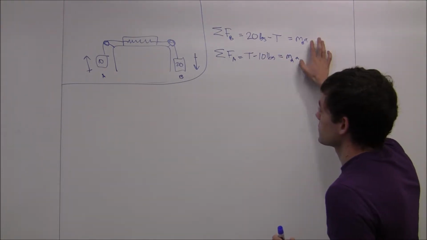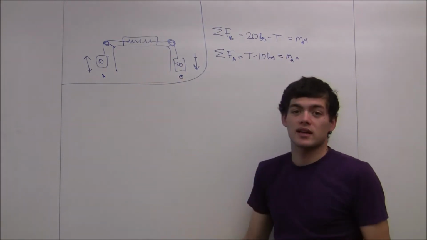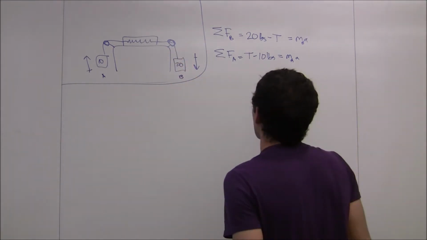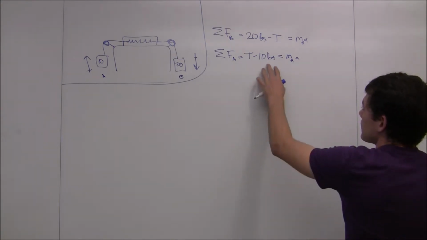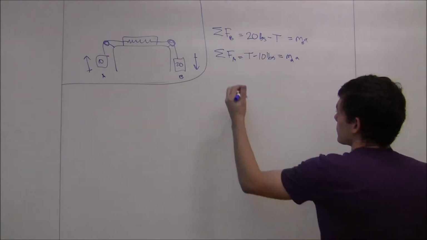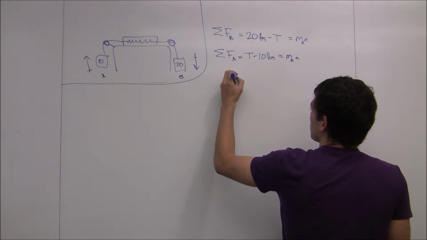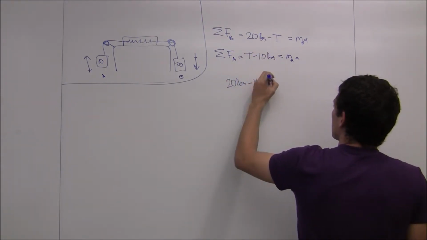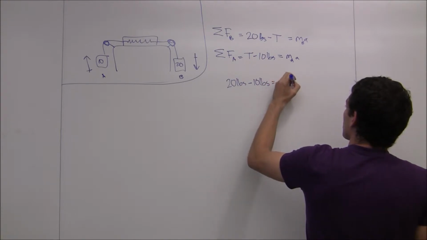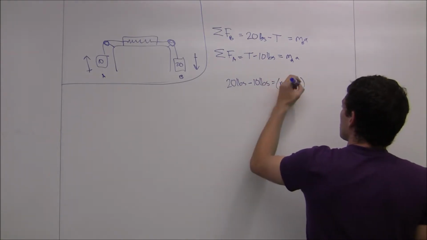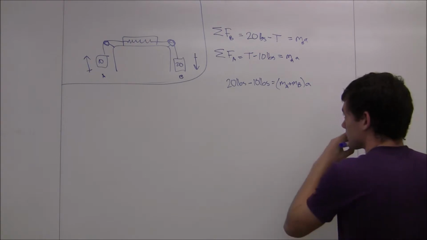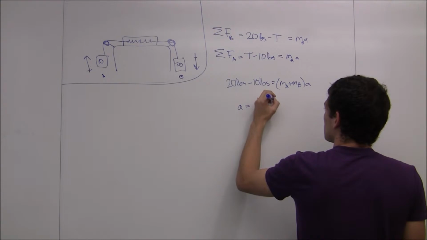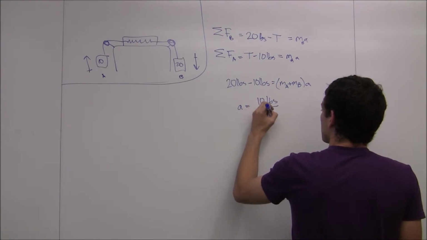And now these two accelerations are going to be the same because the spring scale doesn't stretch and the rope doesn't stretch, which means that the two have to accelerate at the same rate. Now that means that we can just add these equations together and we get 20 pounds, the two T's cancel out, minus 10 pounds equals M_A plus M_B times A, the acceleration. So then we get the acceleration A is equal to 10 pounds over M_A plus M_B.